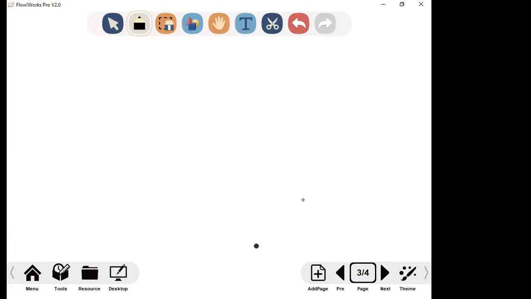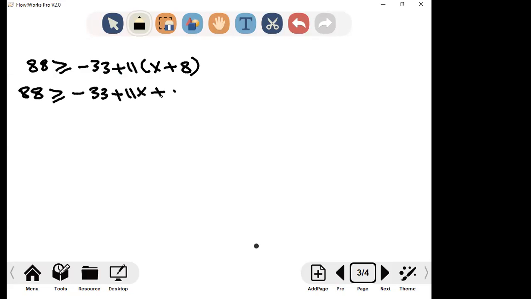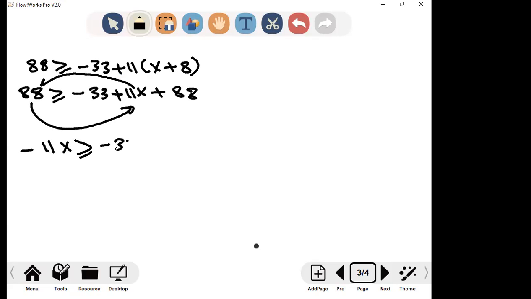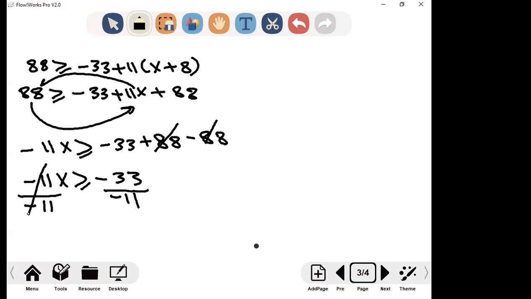Let's solve it the other way. Same, 88 more than or equal to negative 33 plus 11 times x plus 8, right? Other check: 88 more than or equal to negative 33 plus 11x plus 88. Your friend wants to shift the 11x here and bring the 88 here. The same, but the 11x will be negative 11x more than or equal to negative 33 plus 88 minus 88, right? Now 88 minus 88 is 0, so negative 11x more than or equal to negative 33. You will divide by what now? By negative 11. When you divide, you switch the inequality. So x will be less than or equal to 3, the same as our answer here.